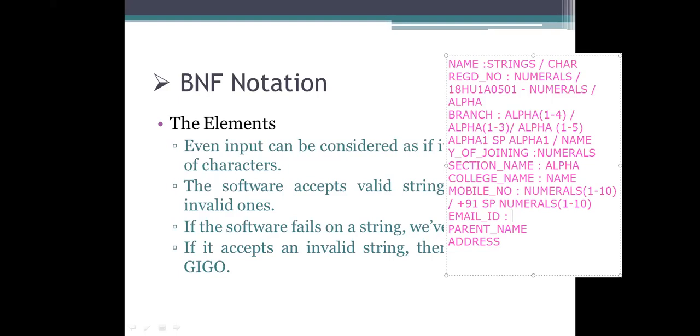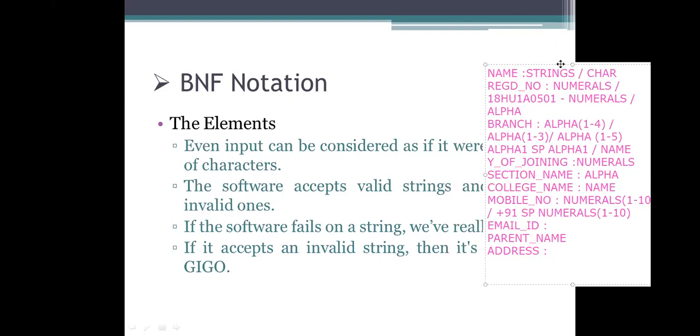Parent name consists of name, address consists of numerals, name, and then next any symbols, if there are any. So symbols will be specified. Here in this representation, what we have created, what it is specifying, the user should know the input, and it consists of strings or numerals or anything they should know.